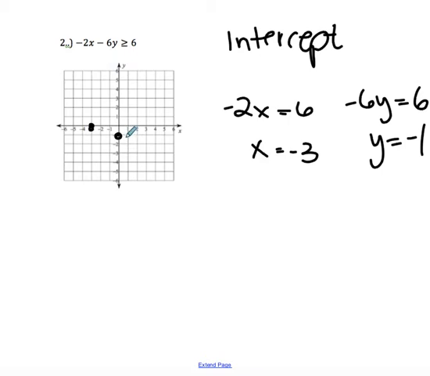And now for step 2 is, should this be a solid line or a dashed line? And this is greater than or equal to. And so we're going to use a solid line for this graph, going through both intercepts.